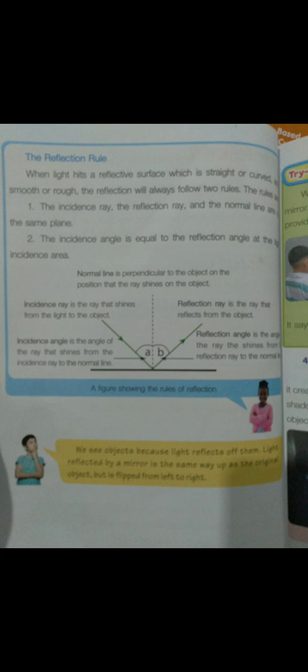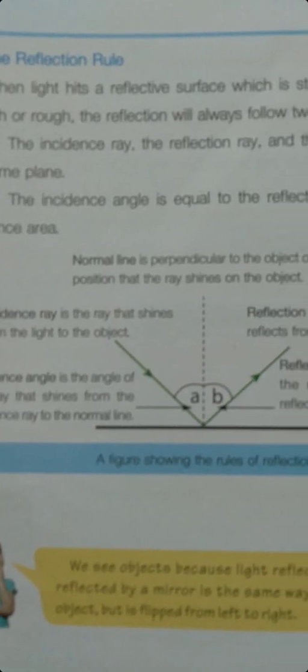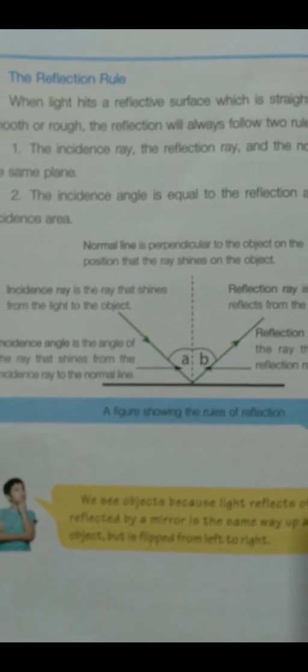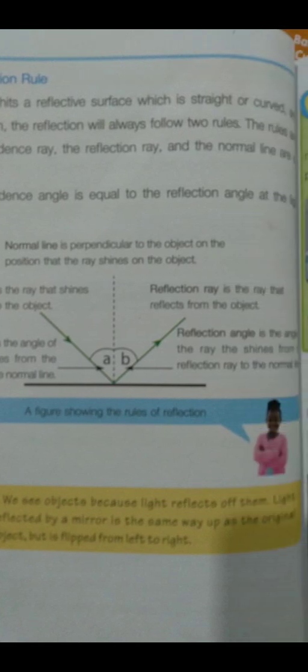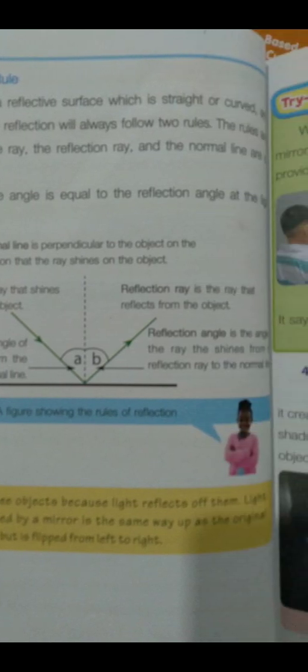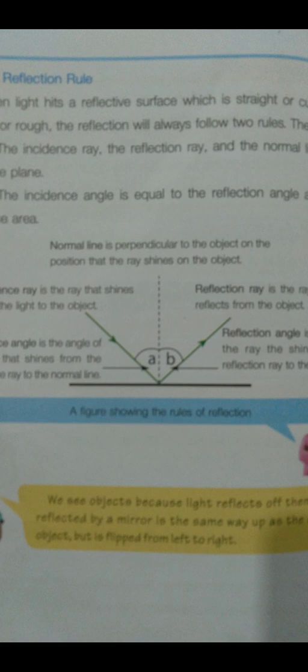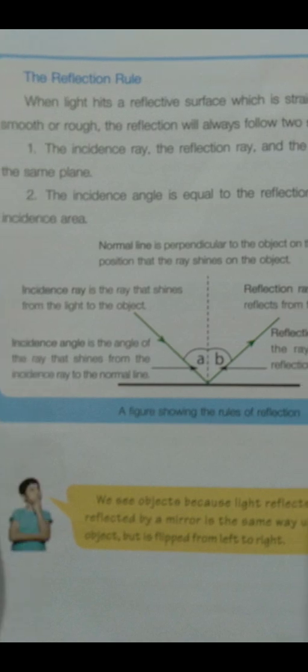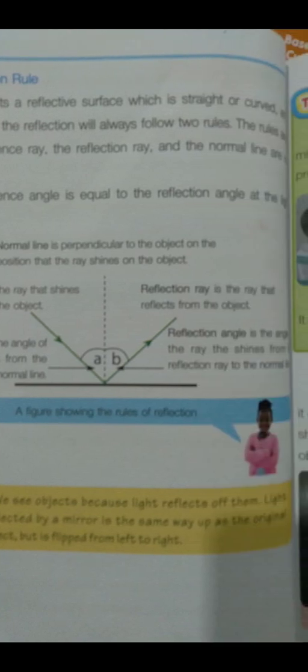Our topic for today is about the reflection rule. When light hits a reflective surface, which is straight or curved, and smooth or rough, the reflection will always follow two rules.